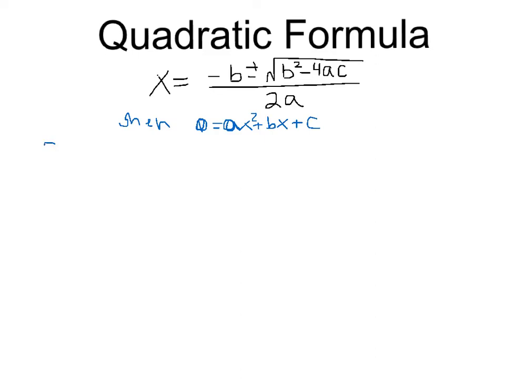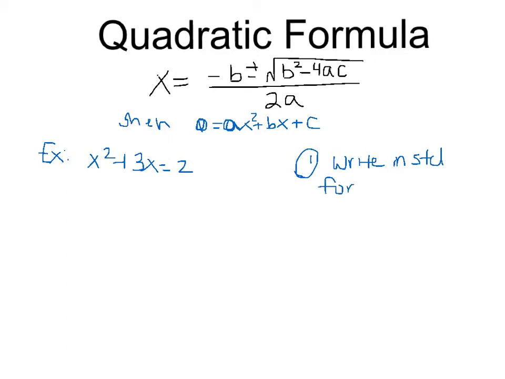So if we start off with an example, if we have x squared plus 3x equals 2, the first thing we want to do is make sure it's in standard form. So write in standard form, and that's where you set it equal to 0. So we need to subtract the 2 over to get it in standard form.